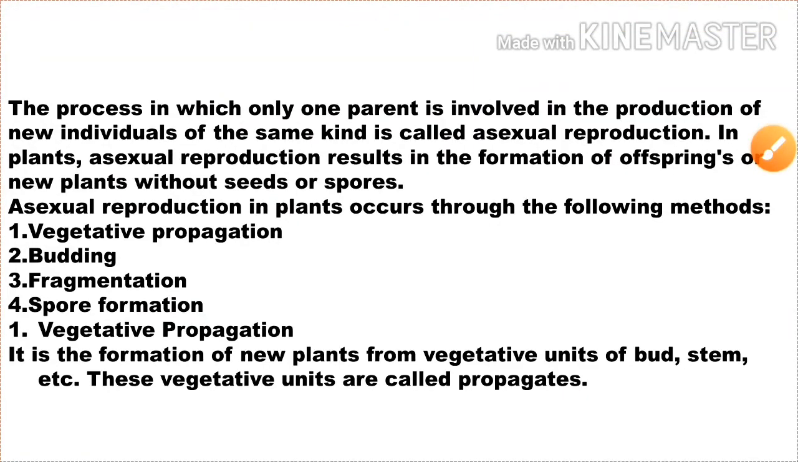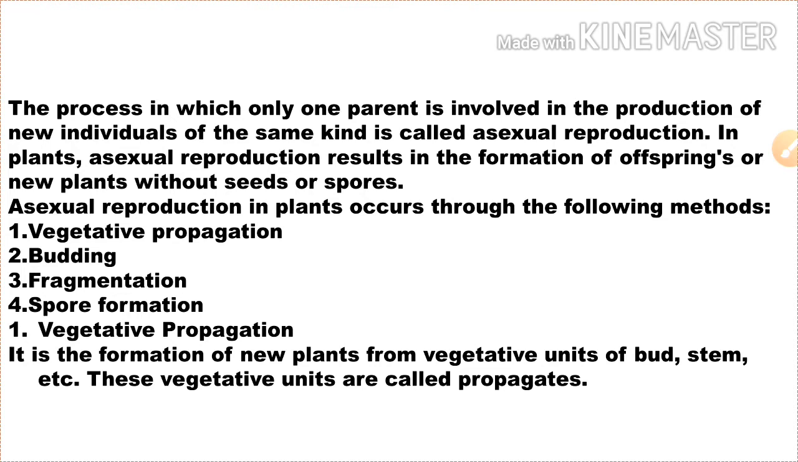The reproductive system is of two types. One is asexual and the next one is sexual reproduction. The process in which only one parent is involved in the production of a new individual of the same kind is called asexual reproduction. In plants, asexual reproduction results in the formation of offspring or new plants without seeds or spores.